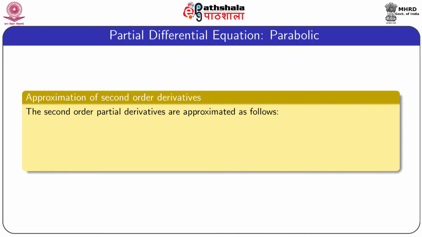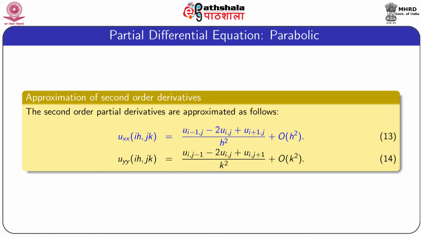The second order partial derivatives are approximated as follows. This one is the approximation of del 2 u del x2, which is the central difference approximation, and this is the approximation for del 2 u del y2. Note that in these approximations the truncation errors are of order h square and order k square.